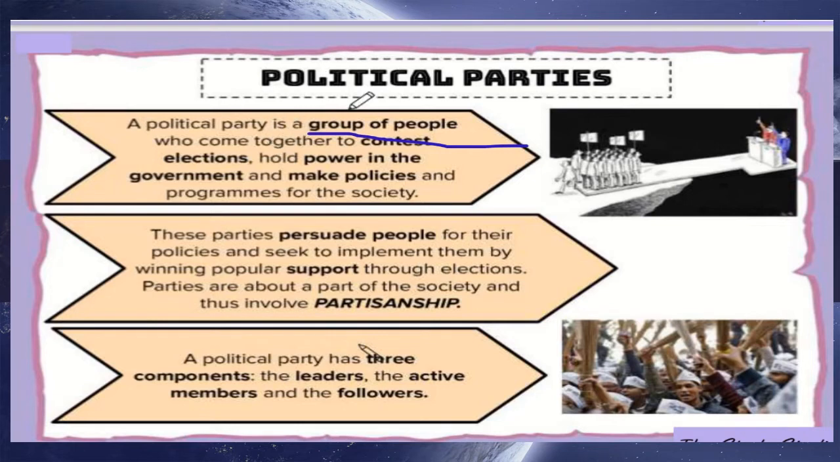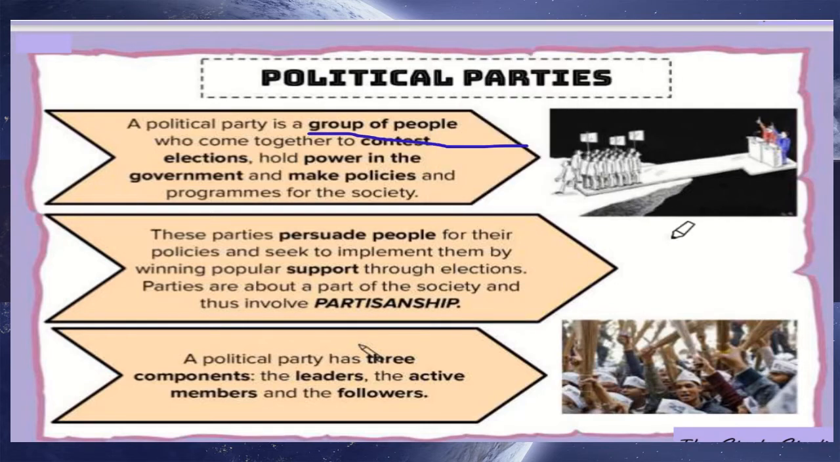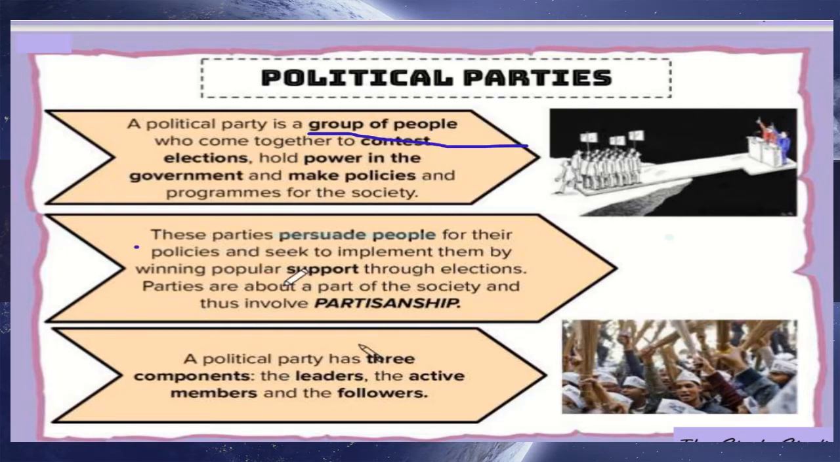So we learned 3 points. Group of people who come together to contest elections, they hold some power in the government and make policies and programs for the country, society, etc. These parties persuade people for their own policies and seek to implement them by winning popular support through elections. This might involve partisanship. You might be wondering what is partisanship. We will learn it. Wait for a second.